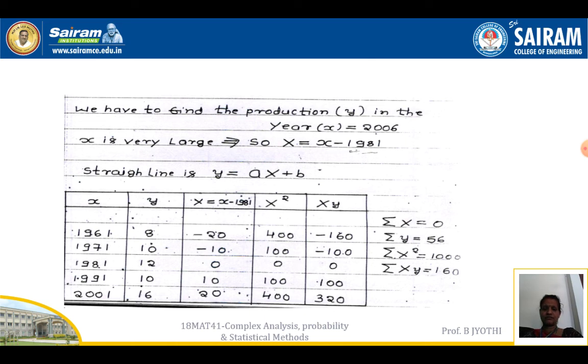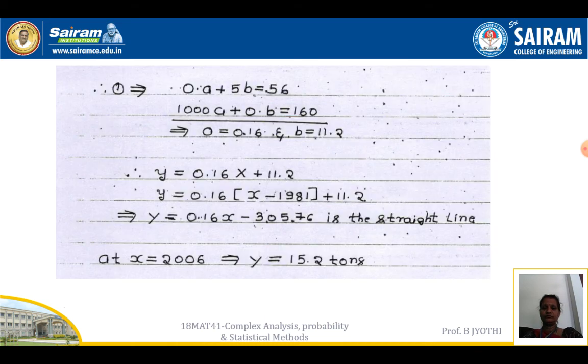Now we need to substitute in the normal equations: sigma y equals a sigma X plus nb, where n is 5 and sigma X is 0. So on substitution in the normal equations, we get the direct values of a and b, that is, a value is 0.16 and b value is 11.2. So we are getting y as 0.16X plus 11.2.